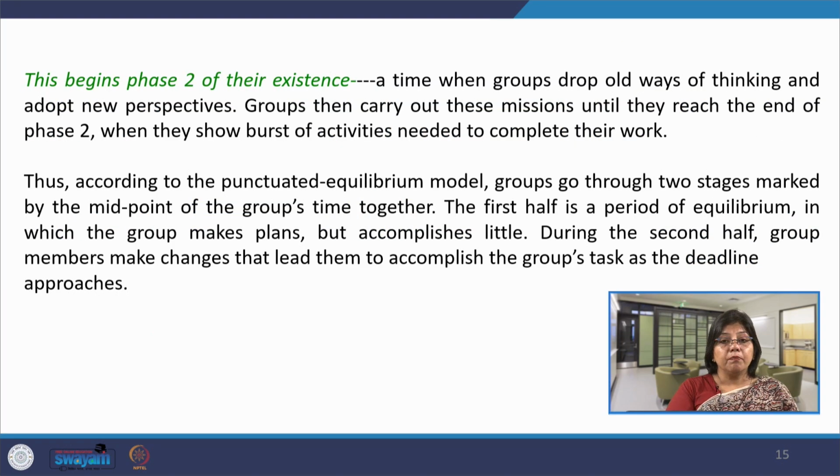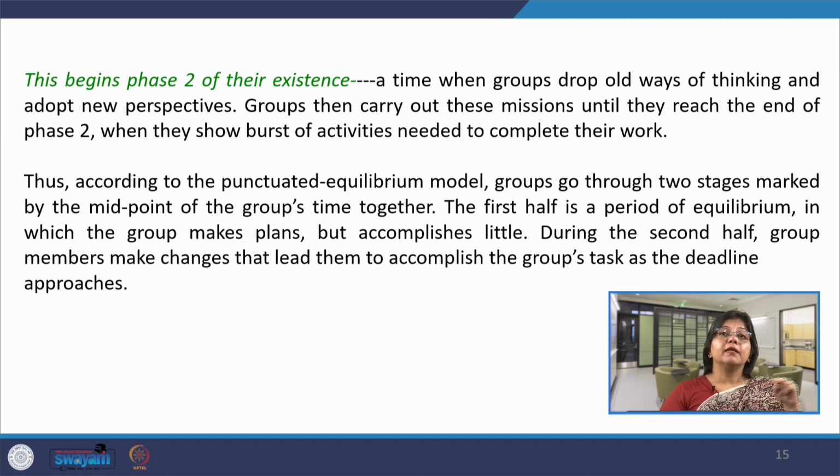So, according to the punctuated equilibrium model, groups go through two stages marked by the midpoint of the group's time together. The first phase, or the first half, is a period of equilibrium. Why a period of equilibrium? Because there is complete acceptance of the plan for how the group will achieve the goal. There is consensus among the members until they reach the midlife crisis. But as soon as they meet the midlife crisis, dropping old ways and adopting new ways, the group members make changes that lead them to accomplish the group task as the deadline approaches.